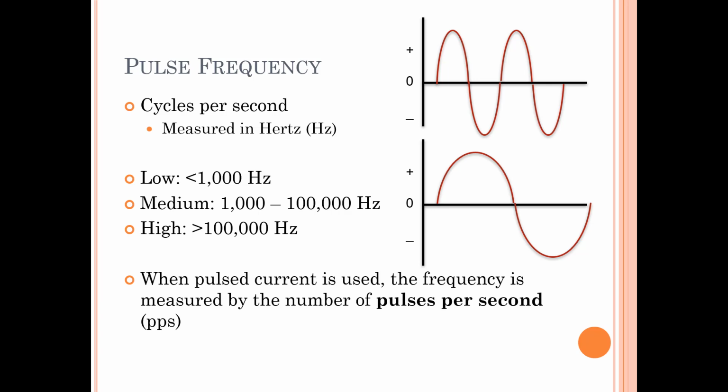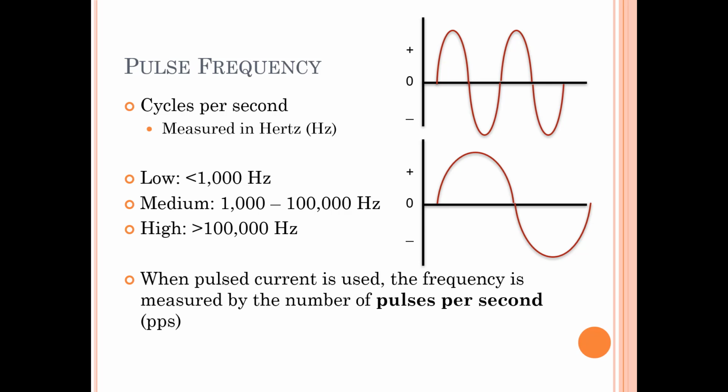Pulse frequency is measured in cycles per second. In the world of modalities, we commonly see the pulse frequency measured in hertz, which is abbreviated with a capital H and a lowercase z. An example of pulse frequency modality is microcurrent. It has a pulse frequency of less than 1,000 hertz.